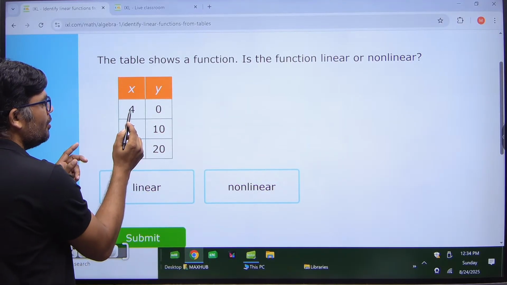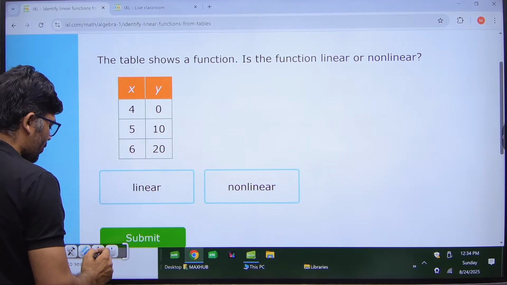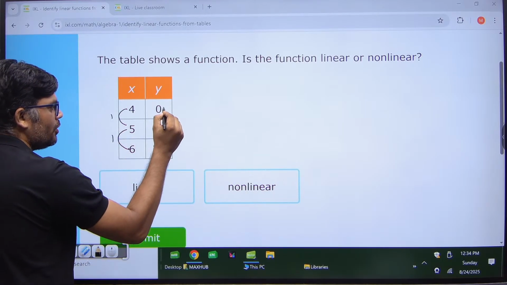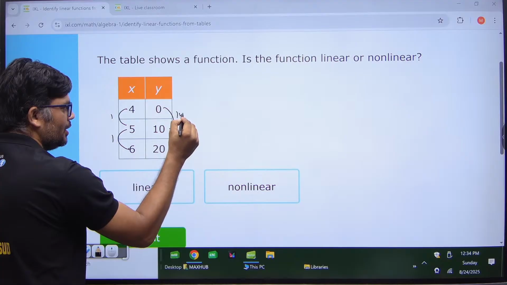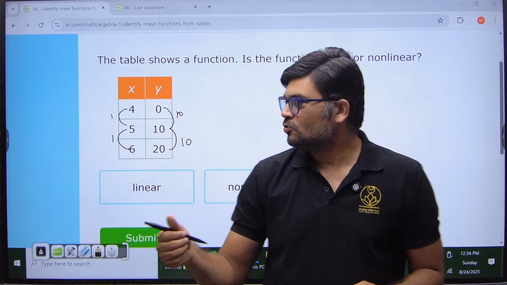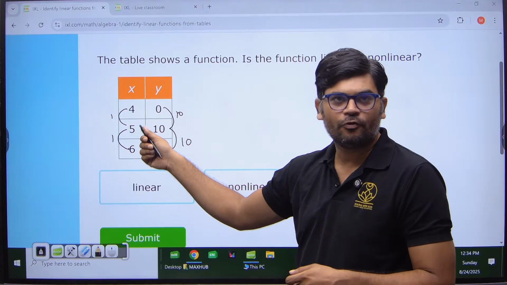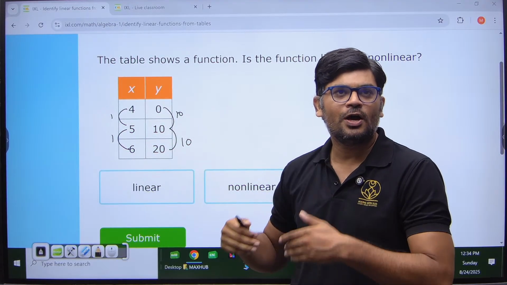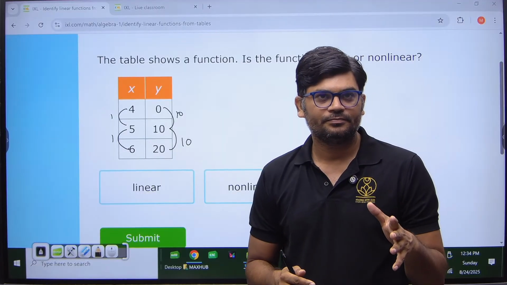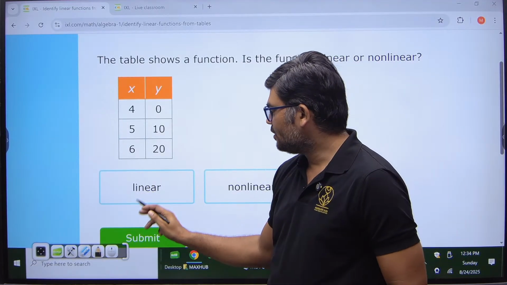Here you see, from 4, 5 and 6 you are going how many units in the x-axis? 1 unit. And how much are you going on the y-axis? 10. So you are going at a constant rate. Suppose you are buying 4 chocolates, 5 chocolates, 6 chocolates. You are going to pay the same kind of amount. Are you getting it? So this is also a linear function.